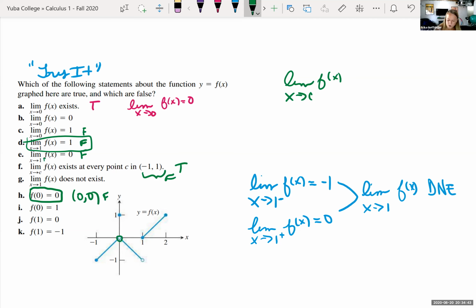So f of 0 is 1. Is that correct? Yes. When x is 0, we do have a point where y is 1. f of 1 is 0. True, yep, solid. And then f of 1 is also -1. False, because of this open circle here. And actually, if both of those were solid circles, we actually wouldn't have a function because it wouldn't pass the vertical line test.